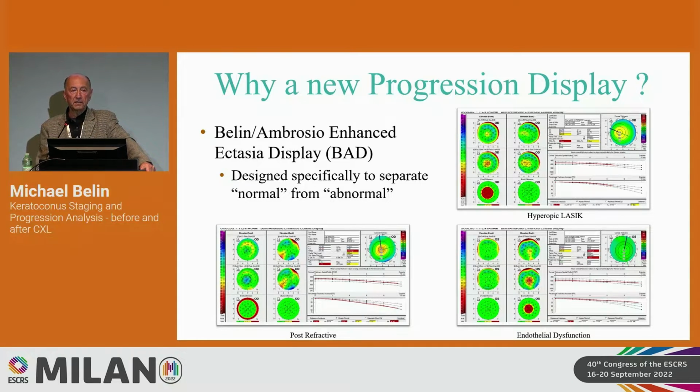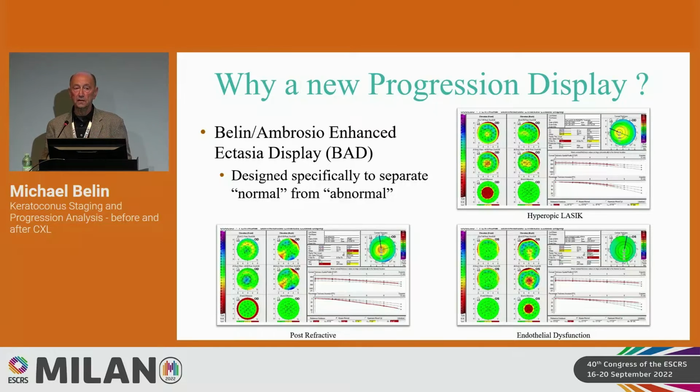The upper right is hyperopic LASIK. It looks very much like ectatic disease on the anterior surface, but again, it should have an abnormal D because it's not a normal cornea. And the one on the lower right is endothelial dysfunction. Again, corneal edema, an abnormal cornea, but not specific for keratoconus. So always remember, the BAD is designed to separate normal from abnormal.